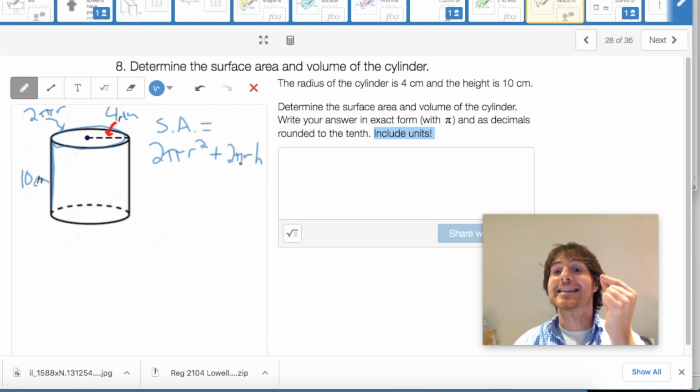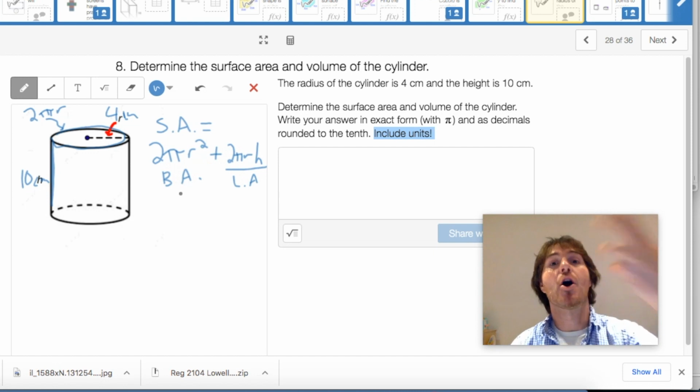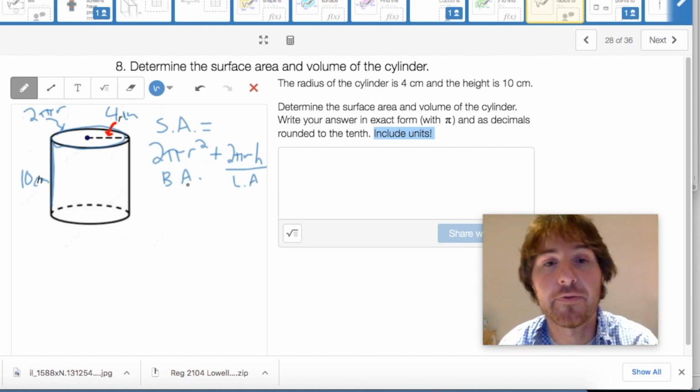Okay, to get my lateral. This is called the lateral area. And then this is the base area. Base area plus lateral area is going to be the surface area of the whole cylinder, or for the whole prism for that matter here.